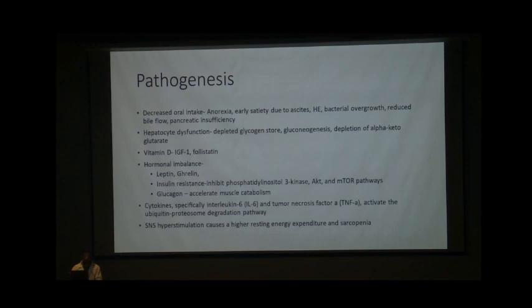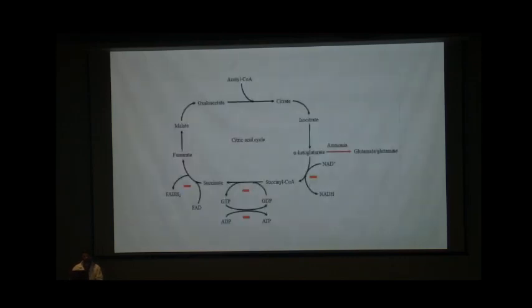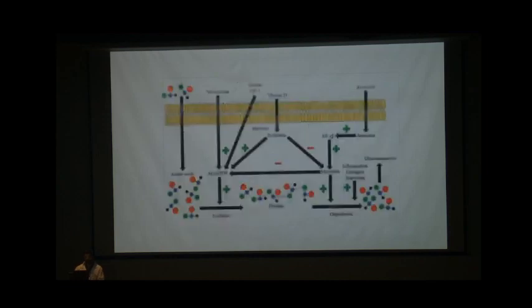Cirrhosis is a hypermetabolic state, and there is sympathetic nervous system hyperstimulation causing higher resting energy expenditure, which leads to sarcopenia. So this is the citric acid cycle, where we see acetyl coenzyme A enters into the citric acid cycle and alpha ketoglutarate, which is essential, gets utilized by ammonia to form glutamate and glutamine. The alpha ketoglutarate level decreases and ATP energy production decreases, the energy needs are not met, and sarcopenia can thereby occur.